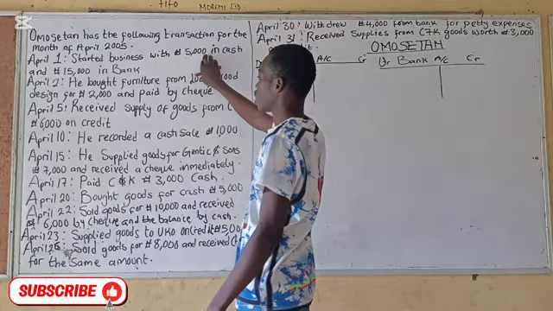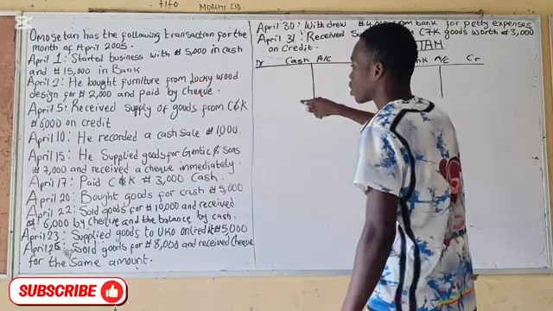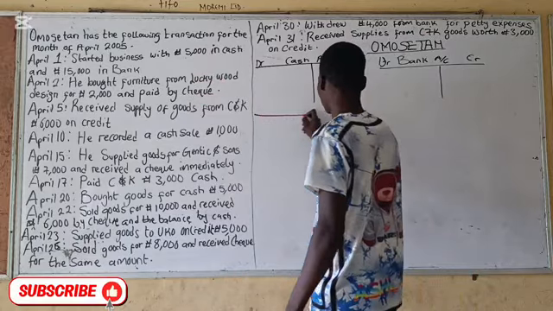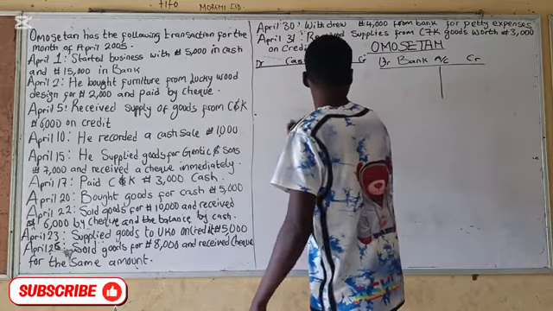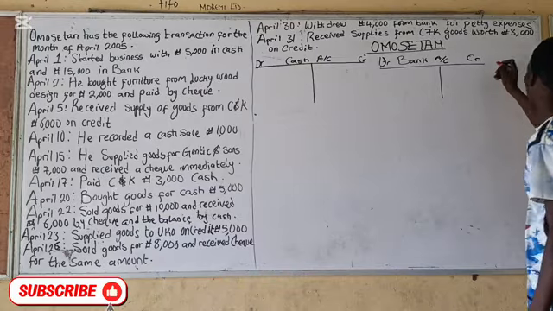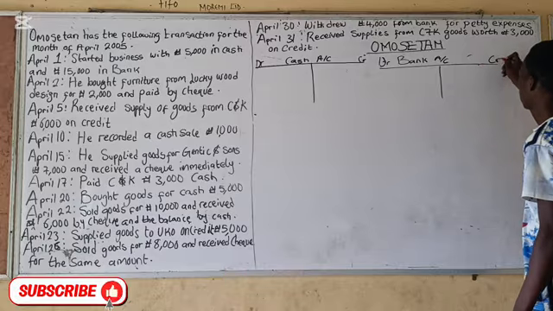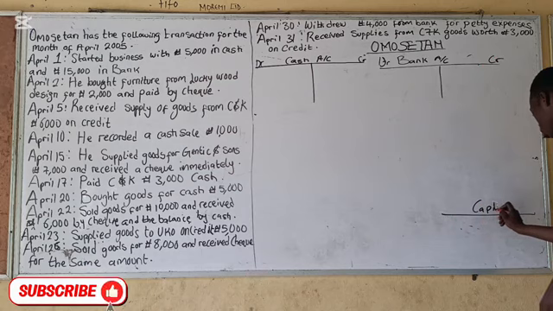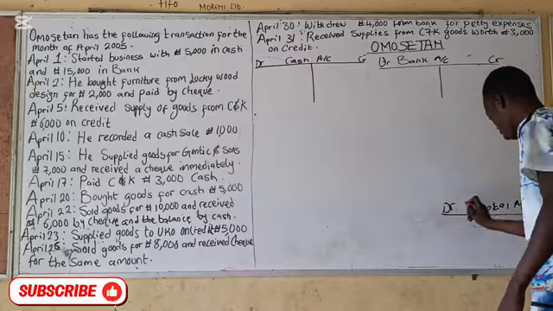The first transaction here: started business with 5,000 naira in cash and 15,000 in bank. So we are going to have our capital, right? So we have capital account. Let me put our capital account. I want to manage this piece. Now let me prepare a capital account.